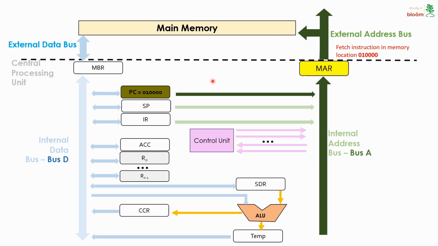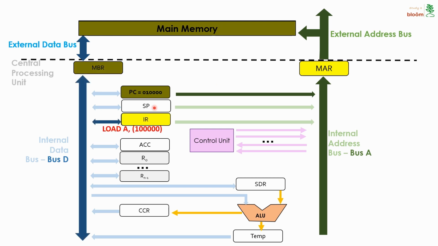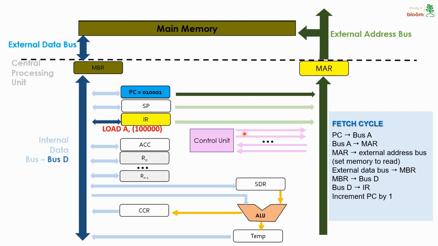So it will connect with the external address bus. In the memory, it will get the instruction inside the memory location. So it is load A 100,000. It will come to the MBR register, memory buffer register, and then via the internal data buses, the instruction will come to the current instruction register. Now the instruction register has the current instruction, which is load A 100,000. So this is the fetch cycle. Still the micro instruction is not executed. What happened in this cycle was to fetch the instruction.